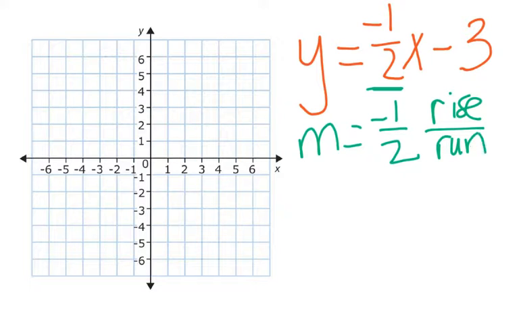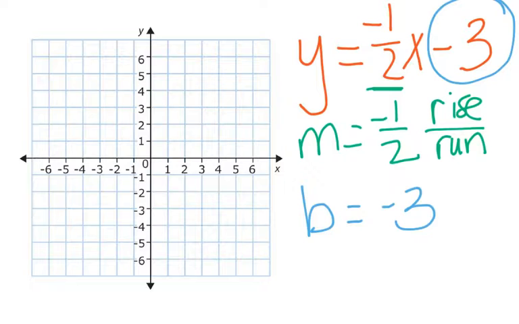Over run. The y-intercept, or the b value, is -3. So we are going to begin this graph at -3 on the y-axis. So I'm going to put a dot at -3. My rise and run is negative. I should be going downhill. So I'm going to go down 1 and over 2.